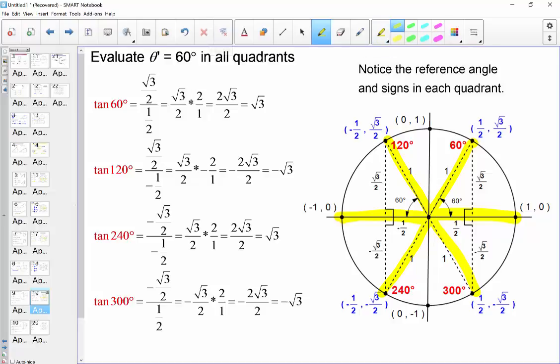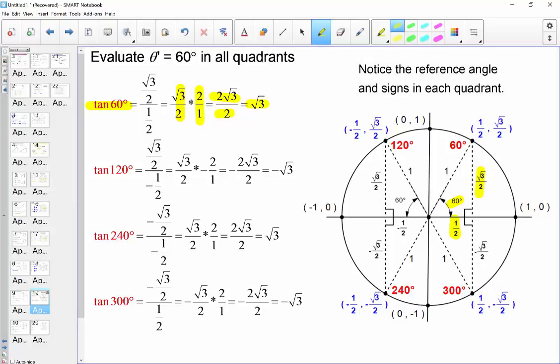And now we're going to evaluate the tangent of those 60-degree reference angles. So the tangent of 60 equals the opposite side, square root of 3 over 2, over the adjacent side, positive 1/2. So we have square root of 3 over 2 over 1/2. When we divide by a fraction, we have to multiply by its inverse, so square root of 3 over 2 times the inverse 2 over 1 equals 2 times the square root of 3 over 2.